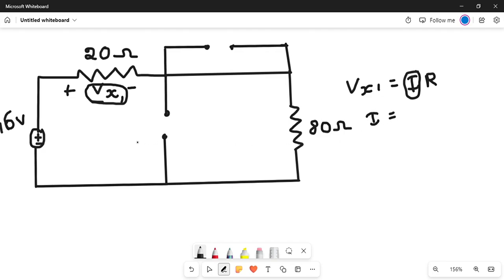Here you should not make use of any current divider rule or voltage divider rule. Only I is equal to V by R comes into existence, because see, this is an open circuit. This is an open circuit. See, I'm rounding off in black color. So this is one open circuit and this is one open circuit. Whatever I have rounded in black color, they're all my open circuits.